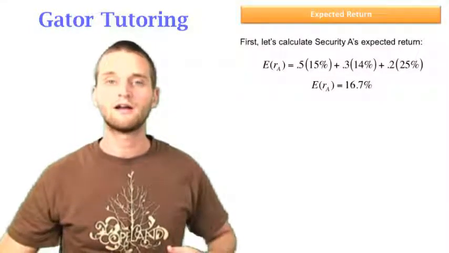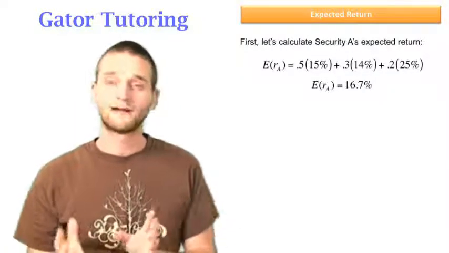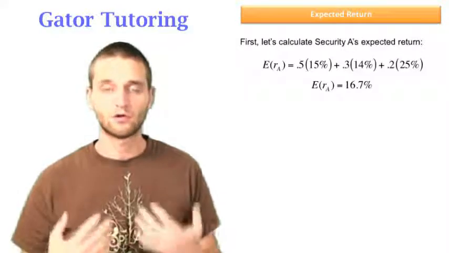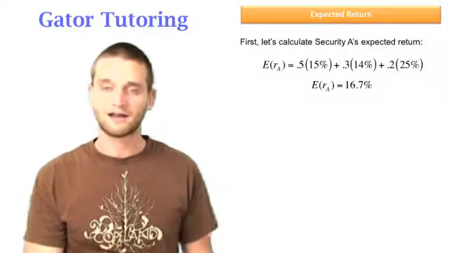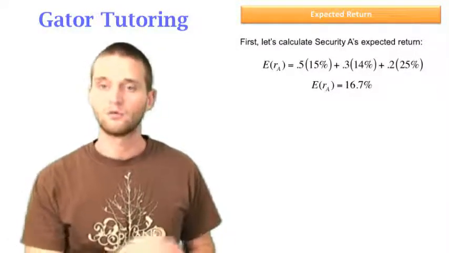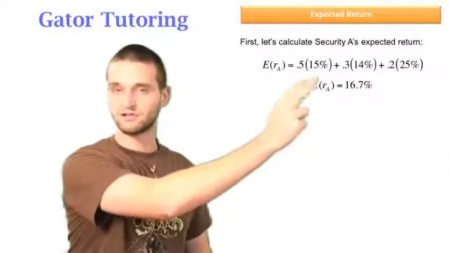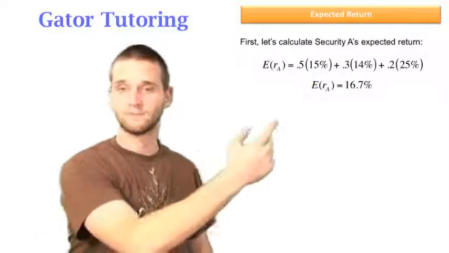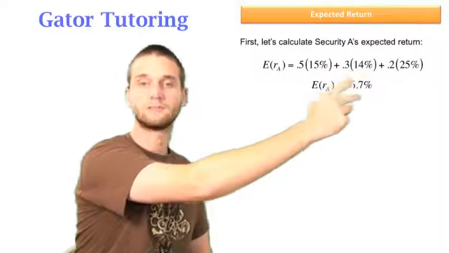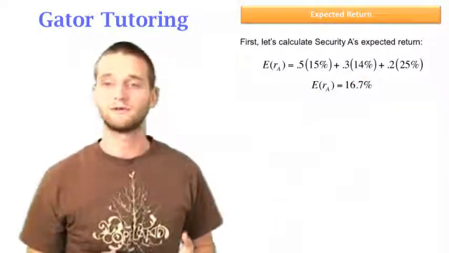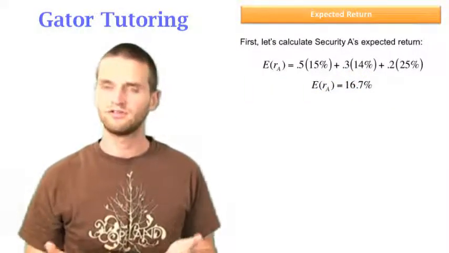And this is not really what we expect to earn, maybe in the sense that we would normally think of using that word, because we're not going to get 16.7%. We'll either end up in the first state of nature, which means we get 15%, the second state of nature, which means we get this 14%, or the last state of nature, which means we get 25%. So what is the 16.7?